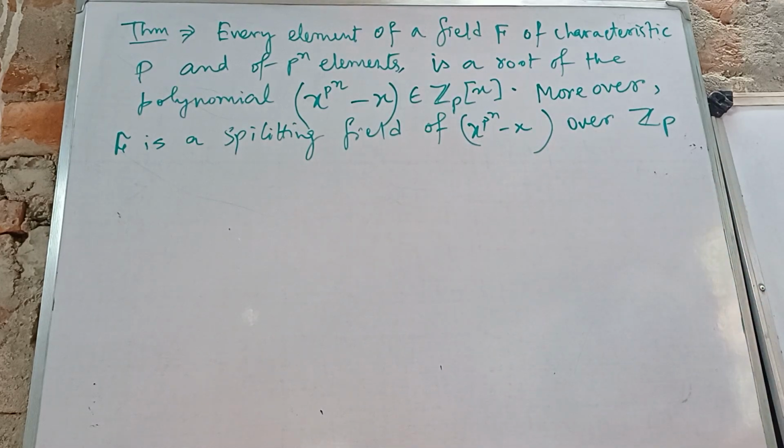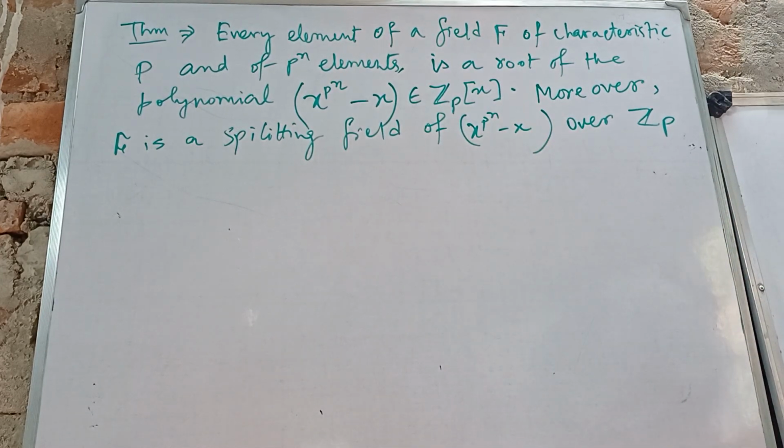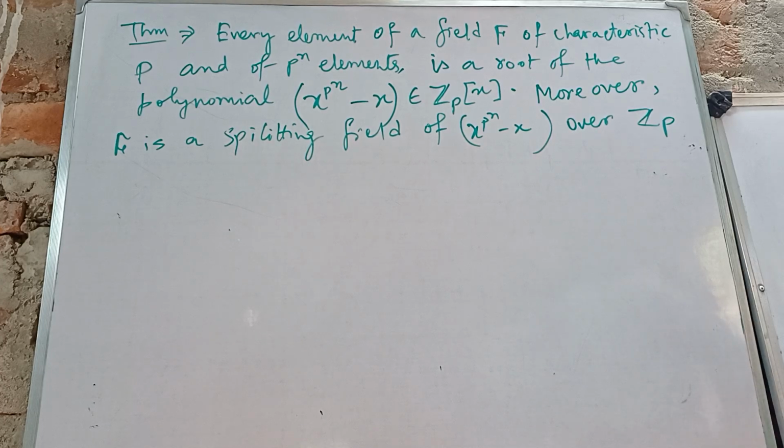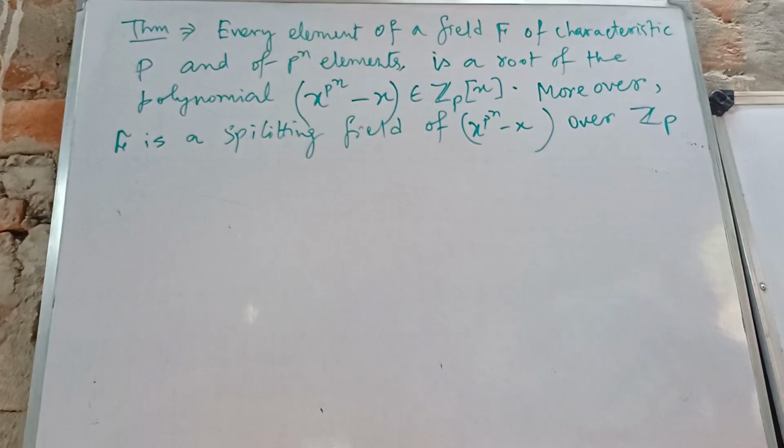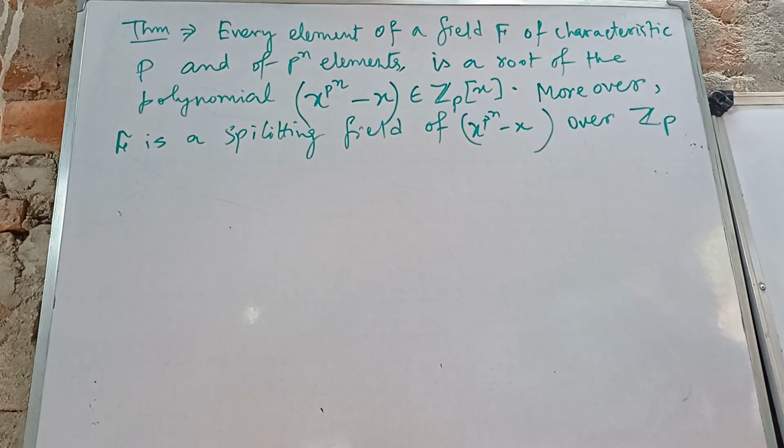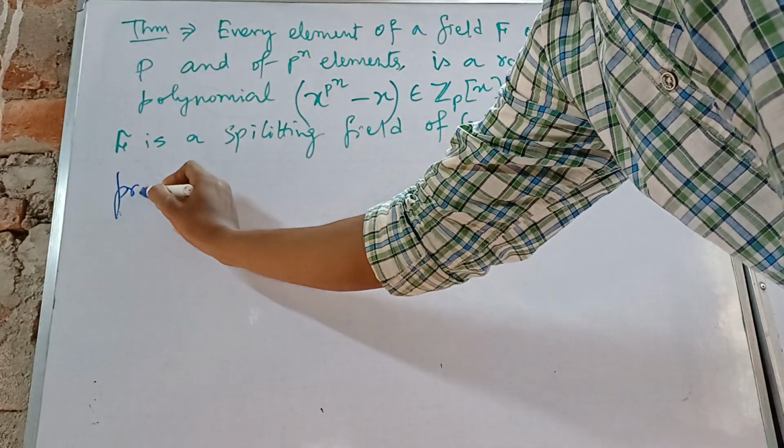That means every element of a field F of characteristic p and of p^n elements is a root of the polynomial x^(p^n) - x belonging to Z_p[x], and moreover F is a splitting field of x^(p^n) - x over Z_p. Okay, now we also prove this one. We write proof here.